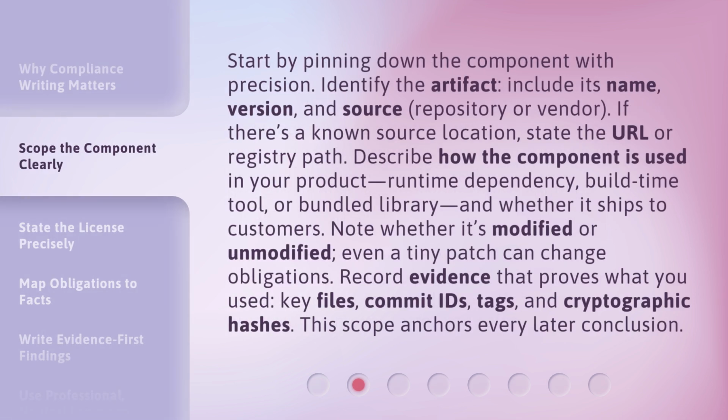Start by pinning down the component with precision. Identify the artifact. Include its name, version, and source, repository or vendor. If there's a known source location, state the URL or registry path.